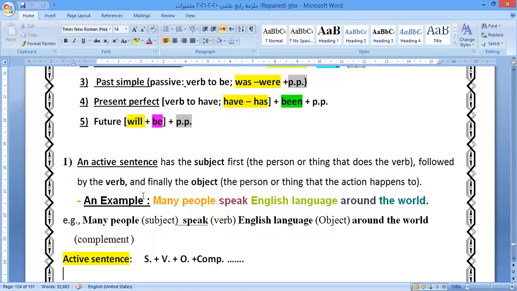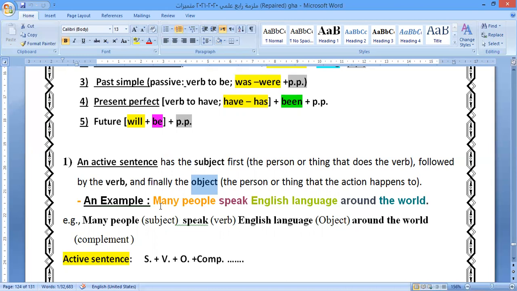How do we differentiate whether the sentence is active or passive? Mostly an active sentence has the subject, the doer. What did we always say about the subject? The person or thing that does the verb, and it should be followed by what? The verb, and finally it should be followed by the object, a person or thing that the action happens to, the person or thing that the action was done to or happened to.